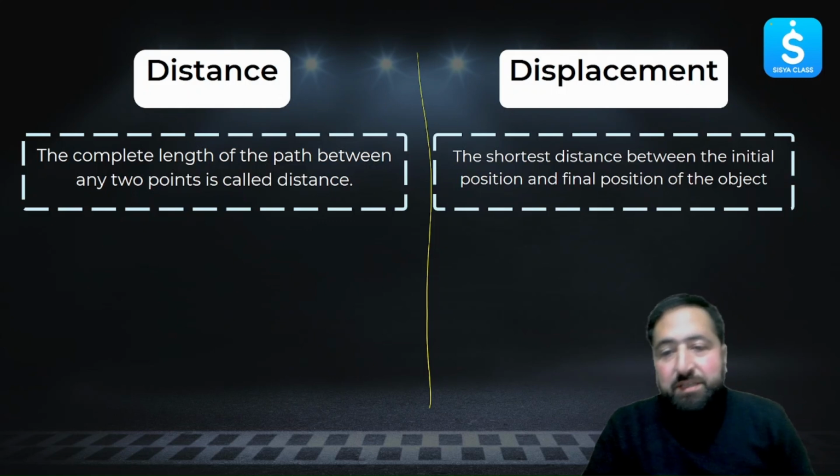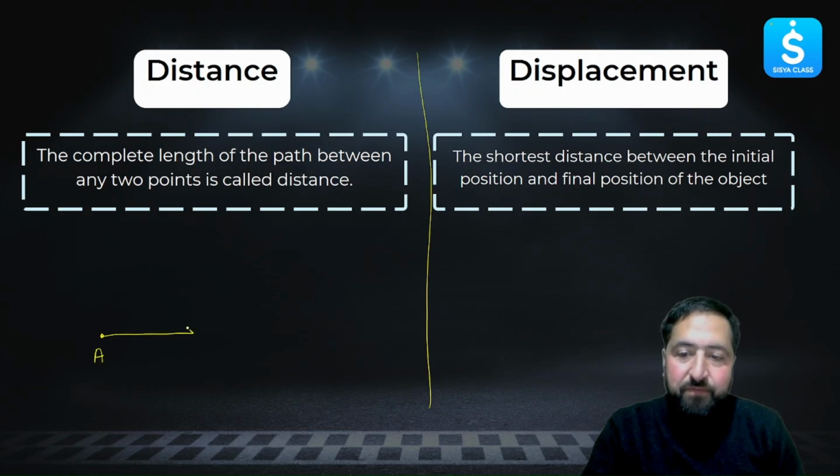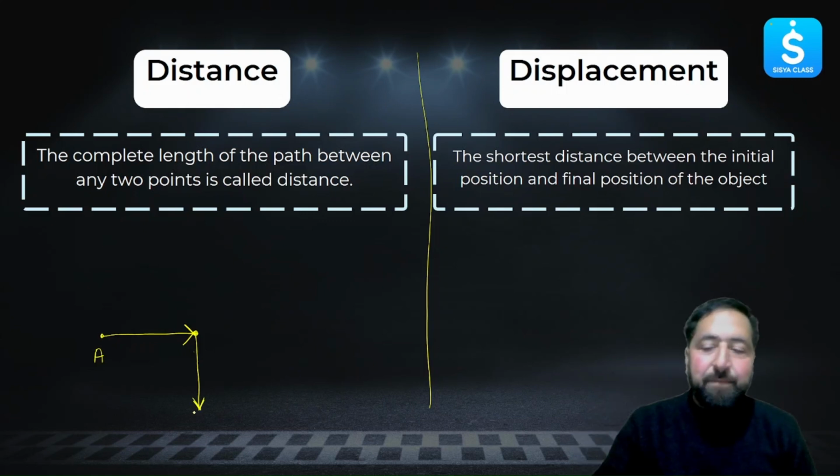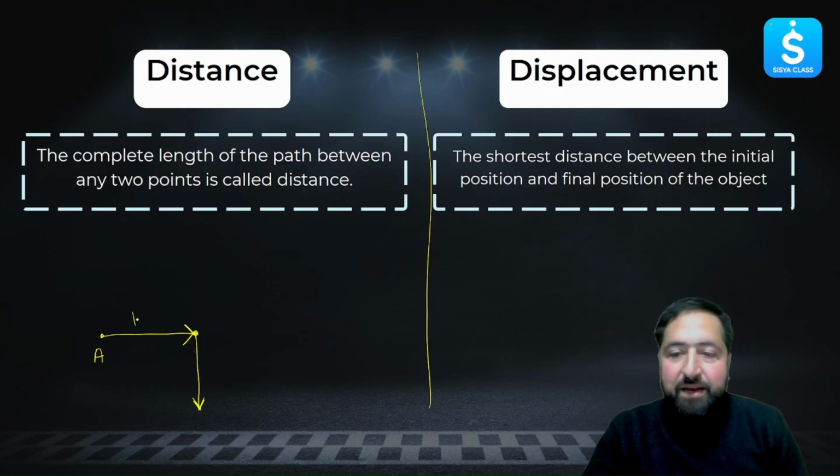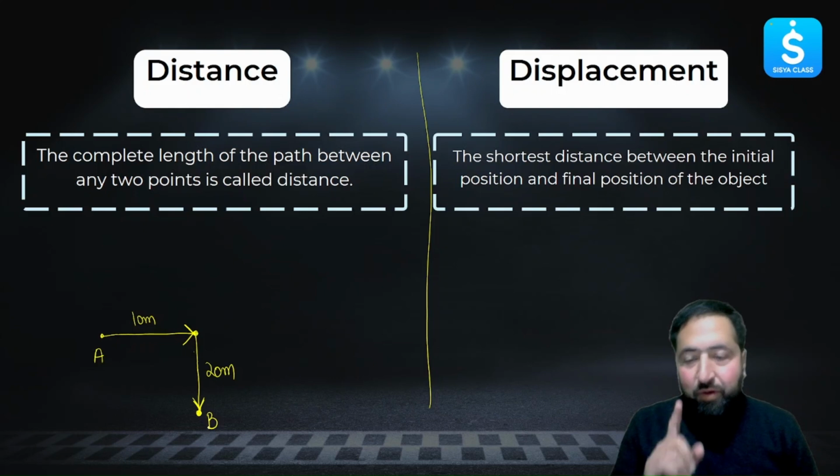So when we talk about distance, let's suppose a body is moving from point A. The body is moving in a certain direction, let's suppose in the right direction like this. Then after reaching this point, the body turns. Let's suppose the body covers some distance, certain meters. For example, here it covers 10 meters, here it covers 20 meters. Now, this body reached point B.